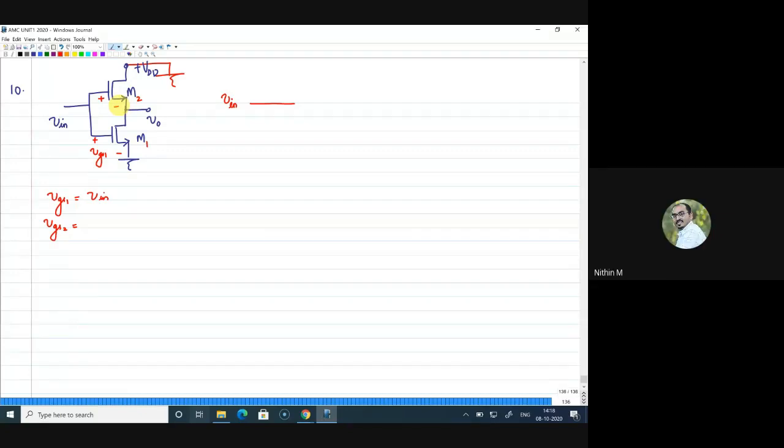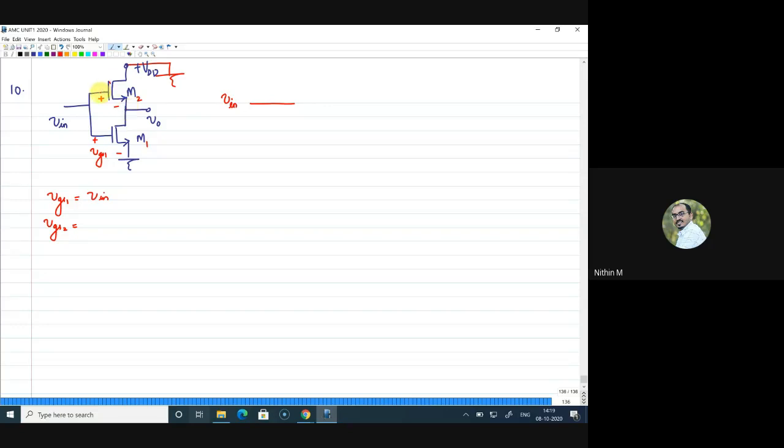VGS2 is measured between the gate of M2 and source of M2. What is VGS2? Kishan, are you there? Yes. Can you tell me what is VGS2? VGS2 is the gate voltage of M2 and source voltage of M2.